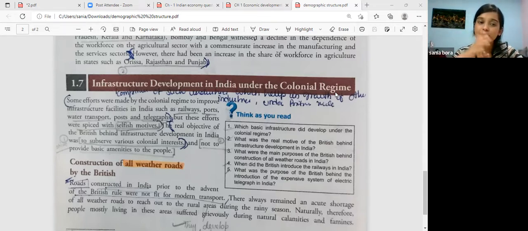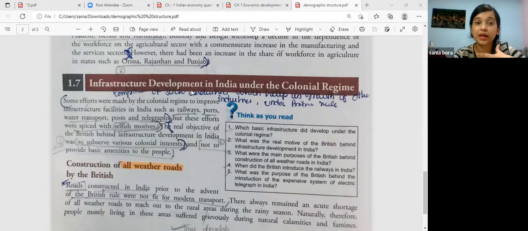So, ma'am, first thing is, what is infrastructure, right? Infrastructure is basically related to the construction of things like, for example, roads, railways, buildings, hospitals. All these come under infrastructure, right? So, what was the infrastructural development? Like, how much infrastructure was developed during the colonial period?